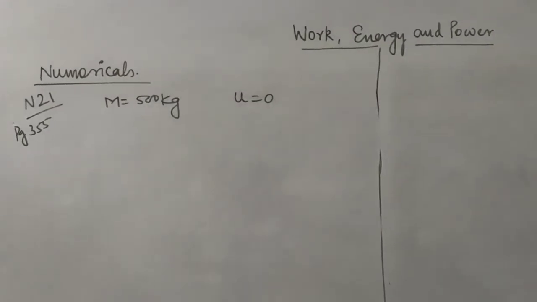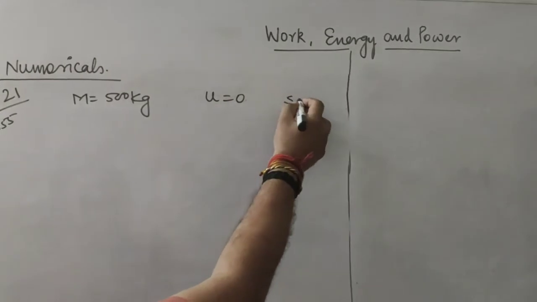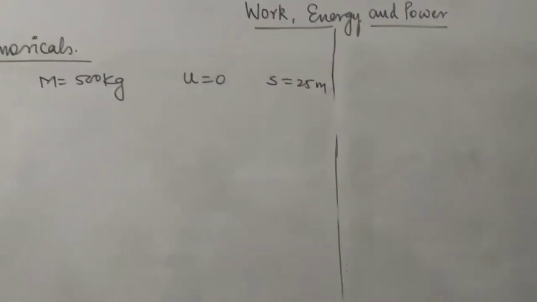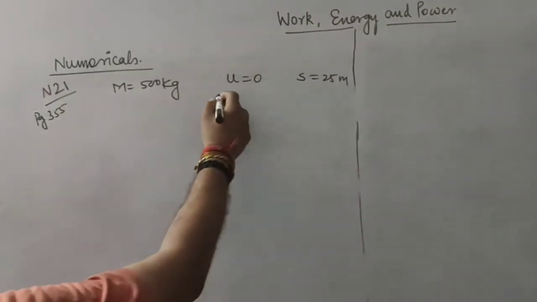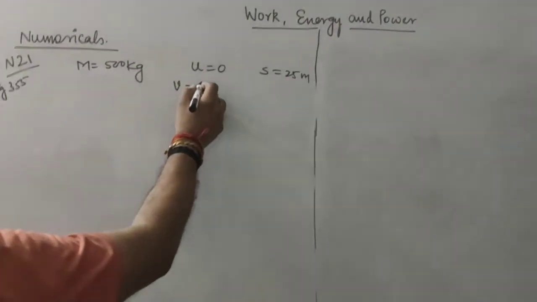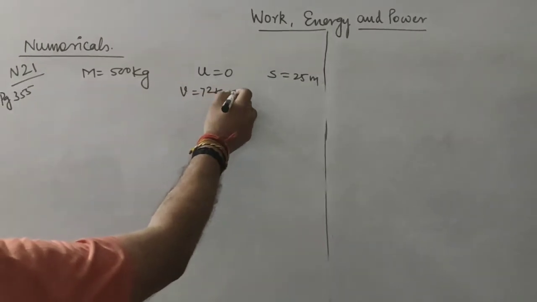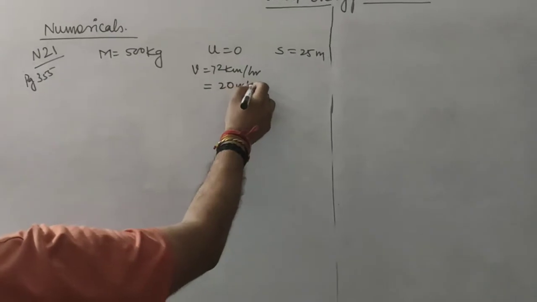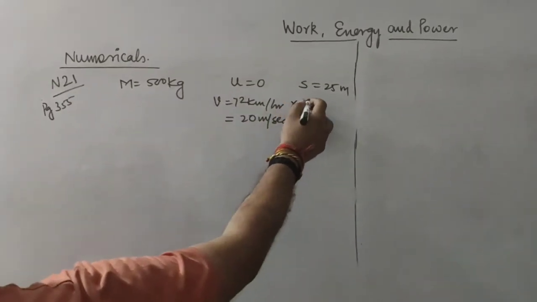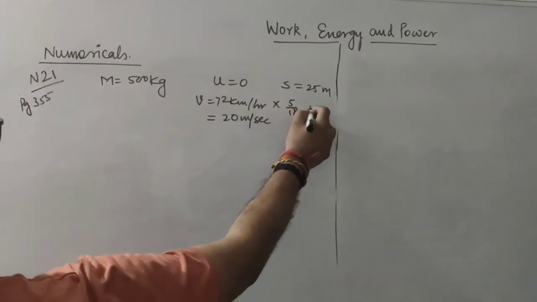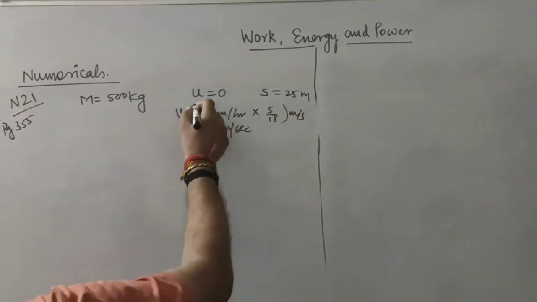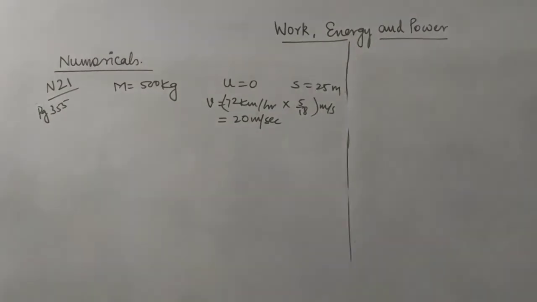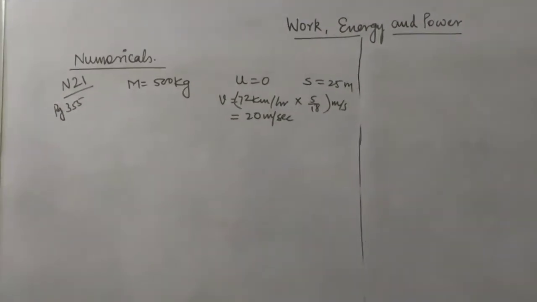And after moving 25 meter in a straight line, it acquires a speed of 72 km per hour. V is equal to 72 km per hour, which can be changed into meter per second as 20 meter per second by multiplying it with 5 by 18. So it is 20 meter per second. The question is: find the average force acting on the car.